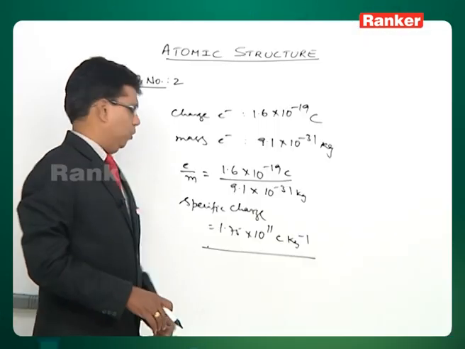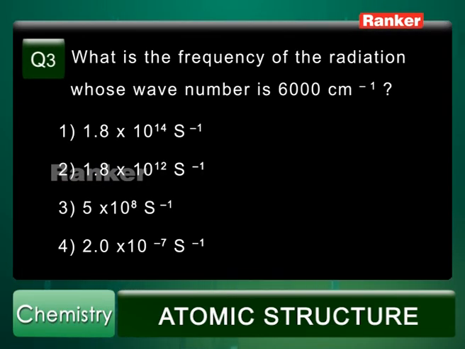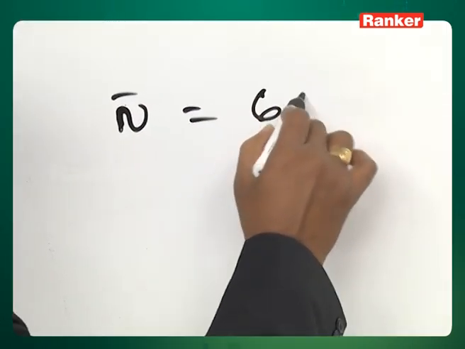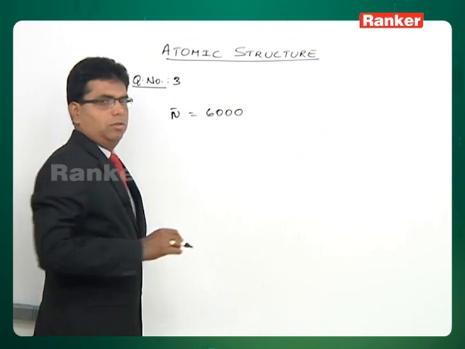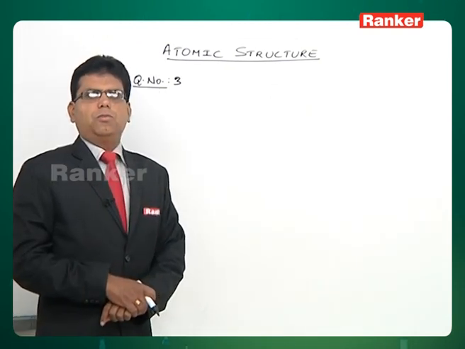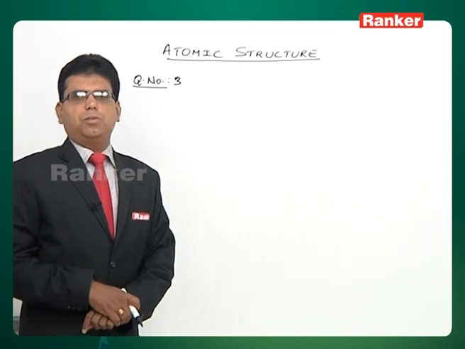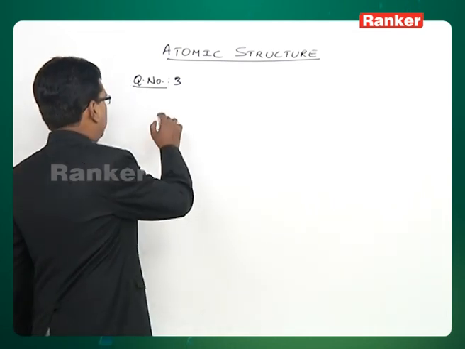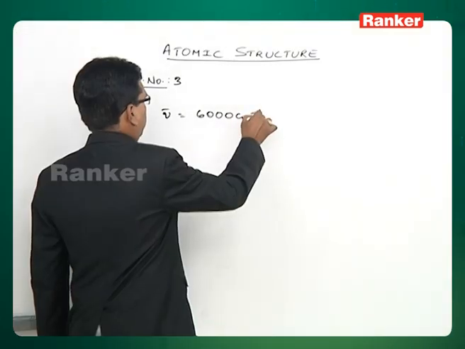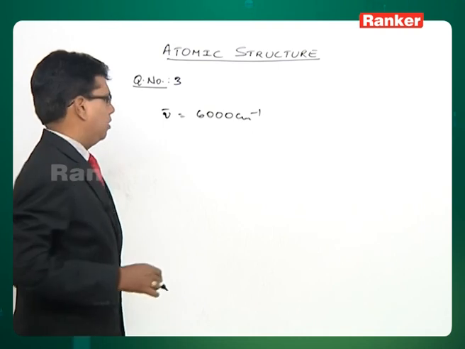Now let's go to question number 3. The question is: what is the frequency of radiation whose wave number is 6000 centimeter inverse? Wave number nu bar is equal to 6000 centimeter inverse. We need the frequency of the radiation.